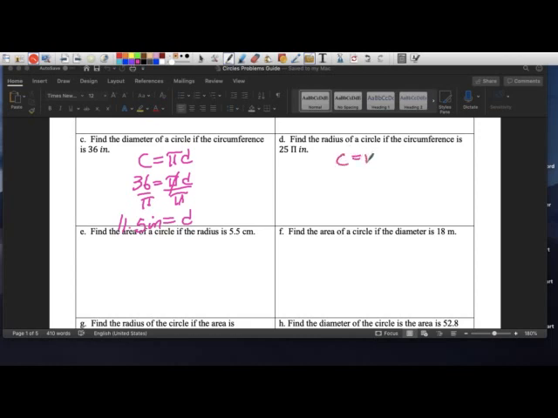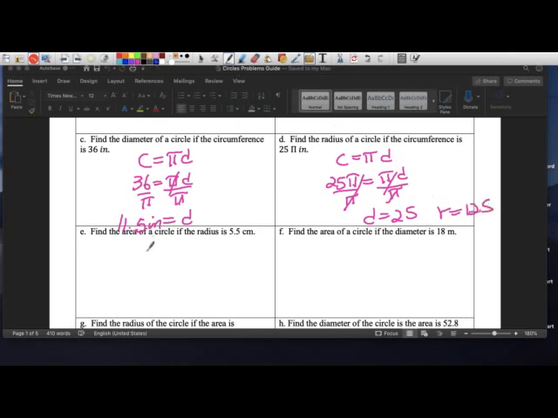Again, C equals pi d. We're going to find the diameter and then divide it by 2 to find the radius. The circumference is given to us, so I'm going to divide both sides by pi. The diameter itself is 25, so the radius is 12.5.